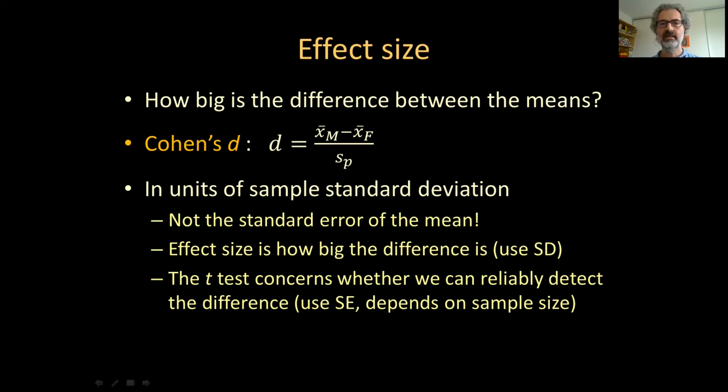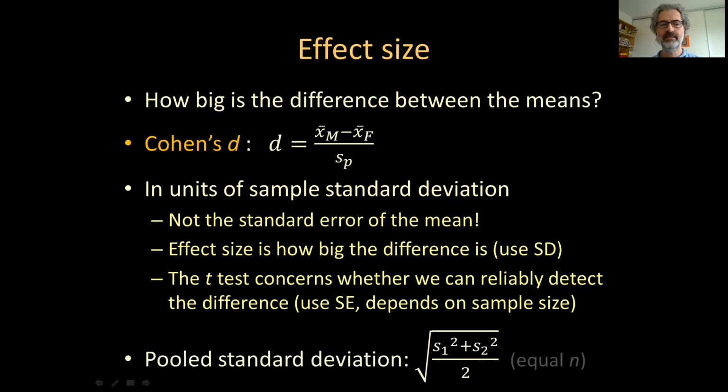So d tells us how many standard deviations apart the two means are, which has a stable answer, and t tells us whether we can detect that difference with our sample size. So the two values are to some extent related because you can detect smaller differences with larger sample sizes, but they're very definitely not the same thing. They answer completely different questions.